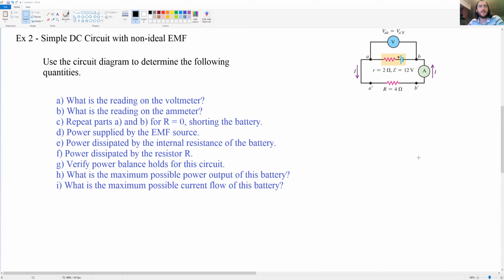Alternatively, Alberto, you mentioned using VAB. If we used VAB, then what would we use for R? If we want to apply Ohm's law using the voltage VAB, what would we use for the value of the resistance? 4 ohms, exactly. Because VAB is the voltage across the 4 ohm resistor.